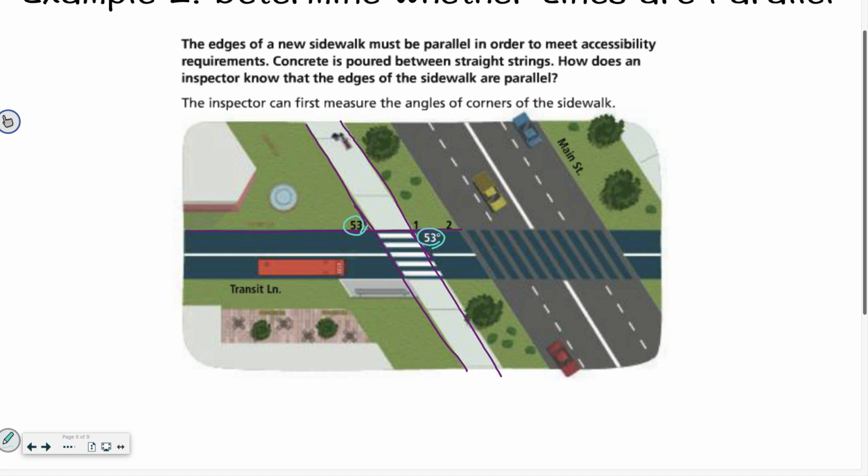And if alternate exterior angles are congruent, using the converse, we can say that the lines are parallel. So we would say, since the two 53-degree angles are congruent, he can apply the converse of the alternate exterior angles theorem, and the edges of the sidewalk are parallel.